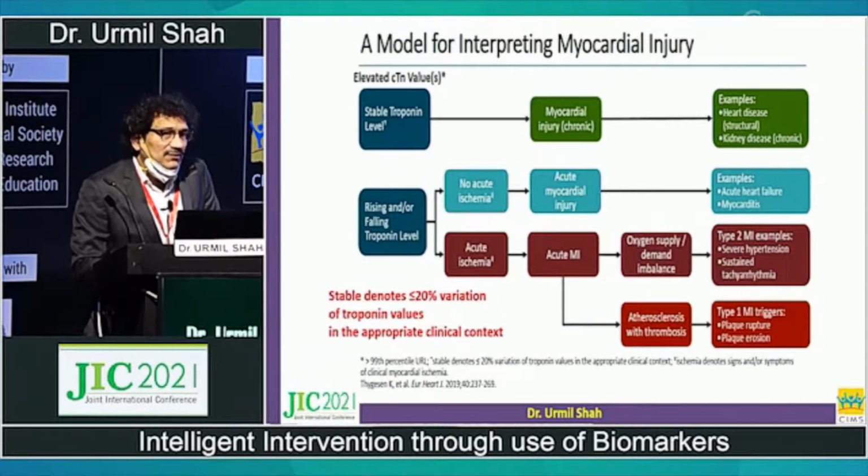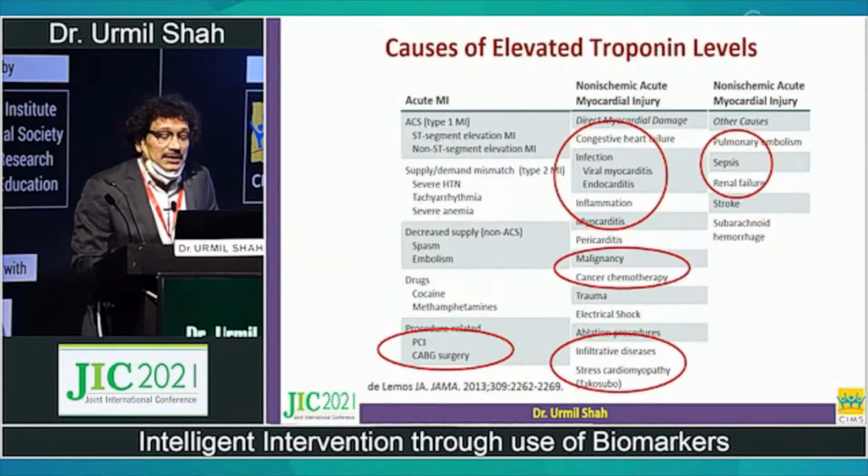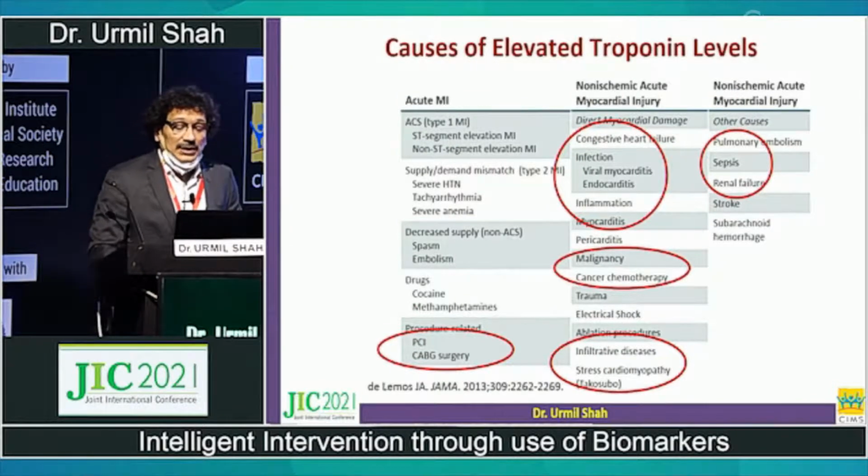If there is a rise or fall in the troponin level, if it is associated with acute ischemia, then it is probably a myocardial infarction, and it may be two types of myocardial infarction: because of atherosclerosis or thrombosis, which we commonly see as type 1 MI, or with the oxygen demand imbalance that we normally see in severe hypertension or sustained tachycardia. And if there is no acute ischemia, then it is probably acute heart failure or a myocarditis.